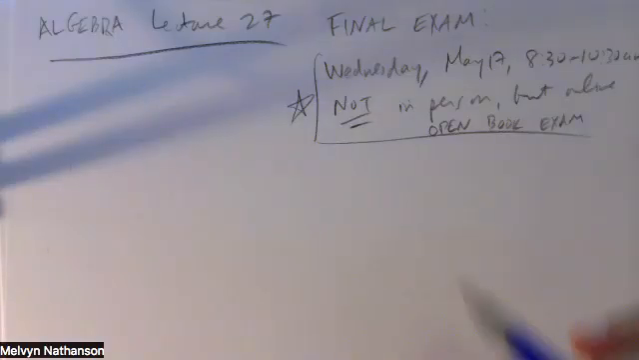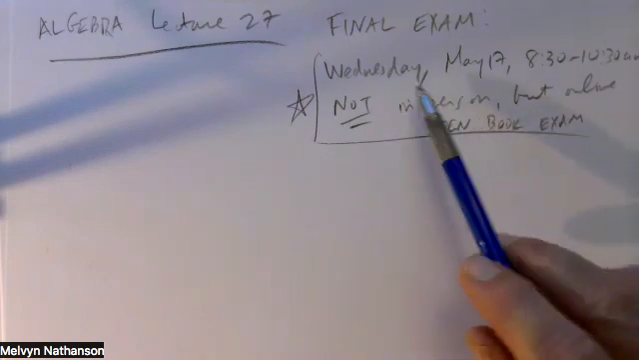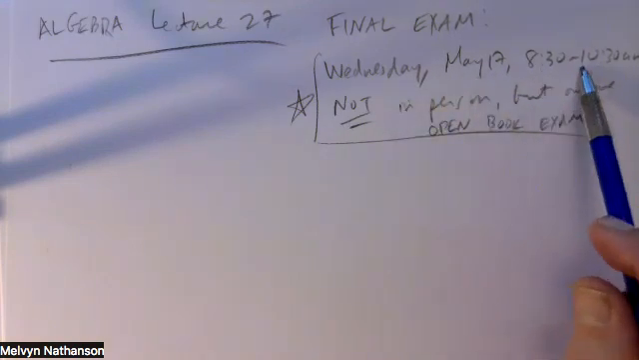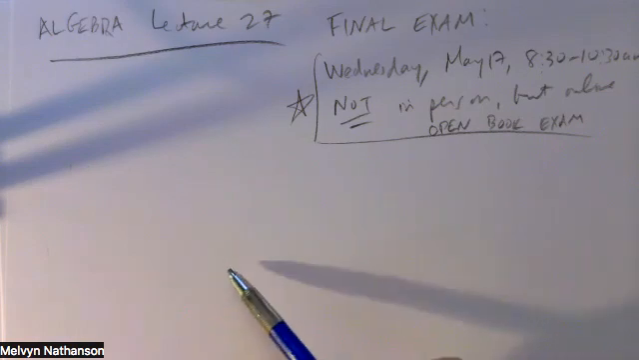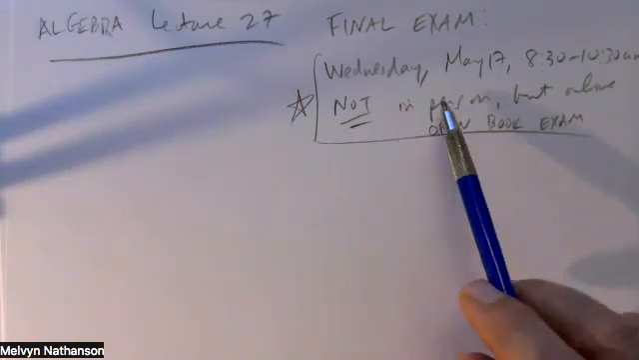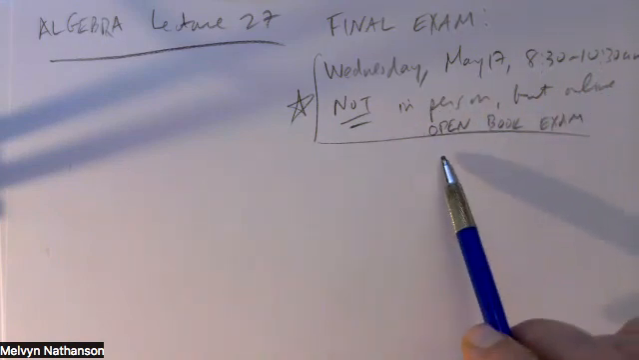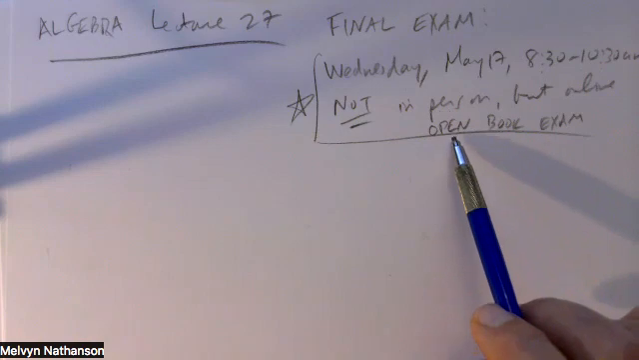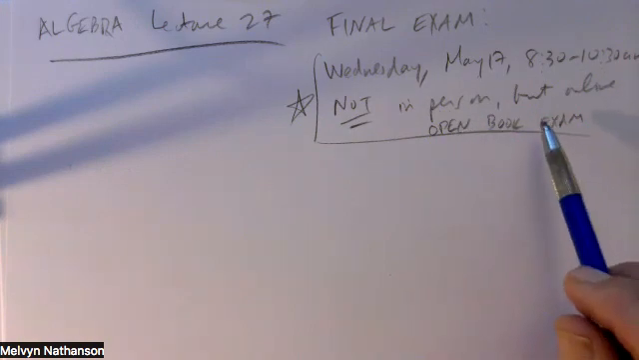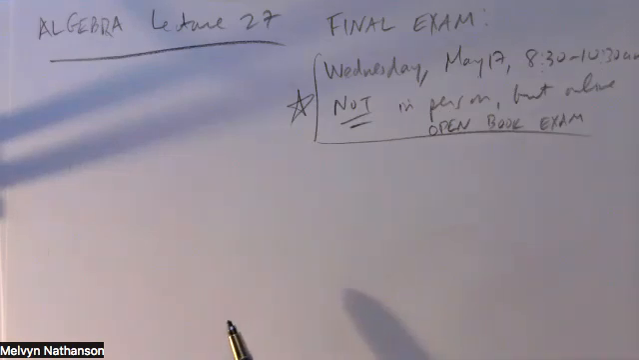So the final exam for algebra is scheduled for Wednesday, May 17th, 8:30 to 10:30 in the morning. That's when the exam will be given, but it will not be in person on campus. It will be online. You take it at home. You'll have 2 hours to do the exam, convert your paper to PDF and upload to Blackboard, just as you've done with homework. And it's an open book exam. You're allowed to use your textbook.